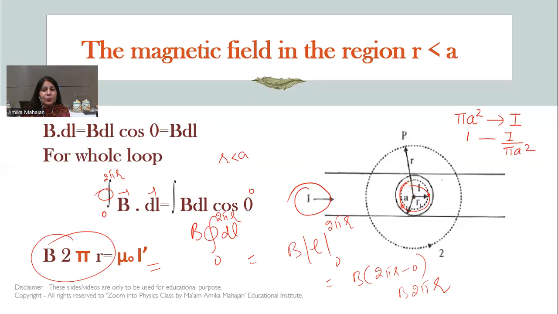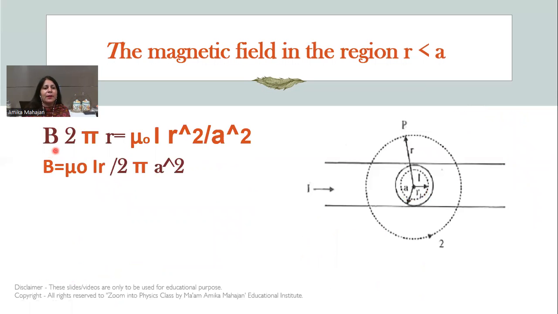And I have to calculate the current through this cross section having radius r. So pi r square will be the area of cross section of this segment. So for this, the current threading will be I by pi a square into pi r square. This pi will cancel. So I dash will be I r square upon a square. So I will put the value in place of I dash. So what I get? B into 2 pi r equals mu naught I into r square upon a square. So when I take B, 2 pi r will go in the denominator, one r will cancel and I will get mu naught I r divided by 2 pi a square.